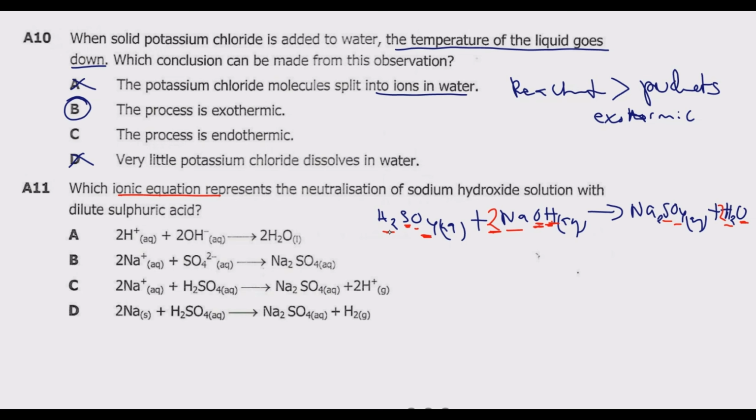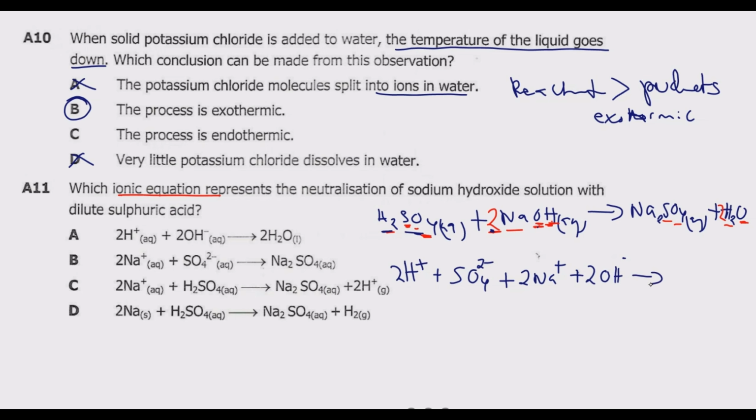Now, since we have the balanced equation, we can break it down into the ions. What we are going to have is 2 positive hydrogen ions because of here, plus the sulfate anion, which has 2 negative charges, plus 2 sodium with the positive ion, then plus, because there is a 2 here, we are going to also have 2 hydroxide anions.